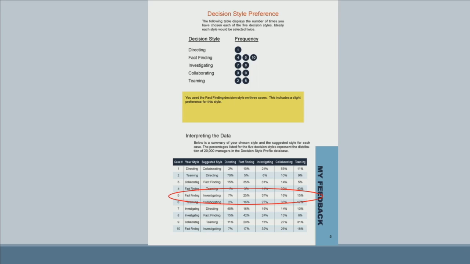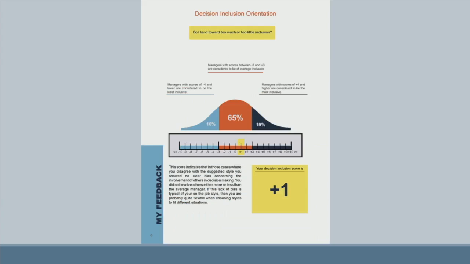This was designed, used and validated over 20,000 managers originally through the Center for Creative Leadership. Based on the collective views of these leaders, this is the style that was used. And so you get to see where you fall out against other leaders. The suggested style is the majority style that was chosen. A very interesting display of data there.